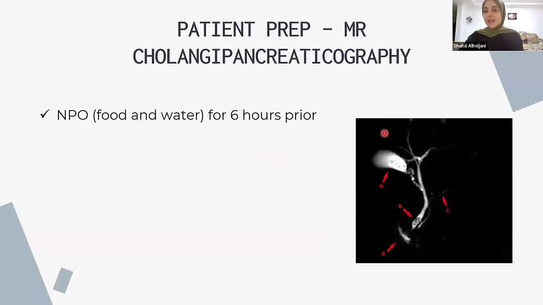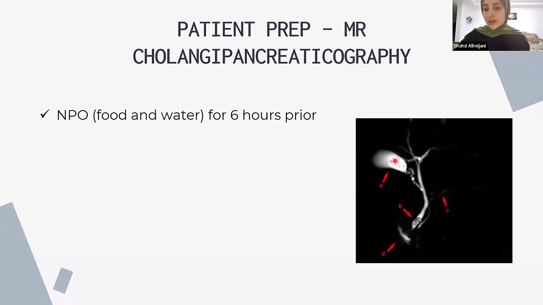Now here we have MRCP, which stands for MR, magnetic resonance, cholangiopancreaticography. So cholangio and pancreatic. So you're visualizing basically the bile ducts, the gallbladder, and the pancreas. Here, the preparation is NPO for 6 hours prior to the study, both food and water.